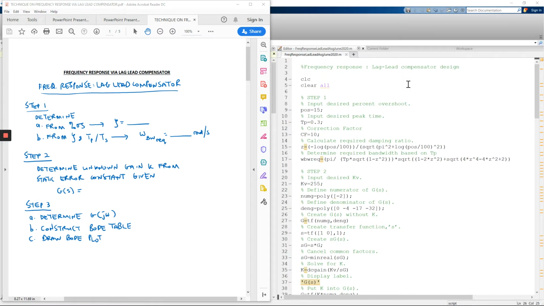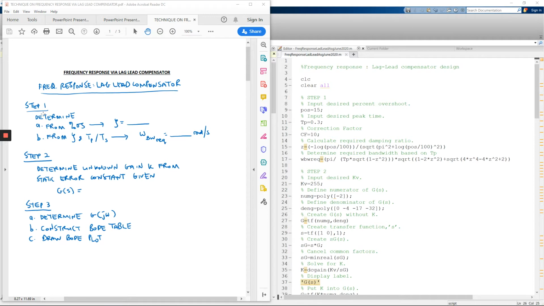Assalamualaikum and hi. This is frequency response lead compensator design using MATLAB. This is the editor part where we can write our code in MATLAB to calculate anything. In this case, we are referring to frequency response design using a lead compensator.